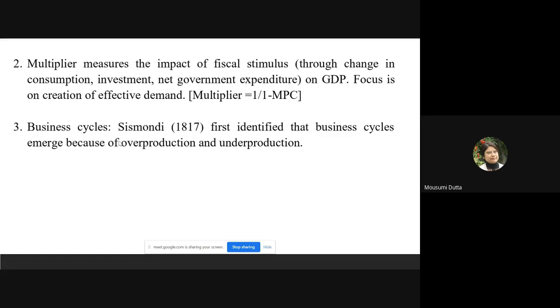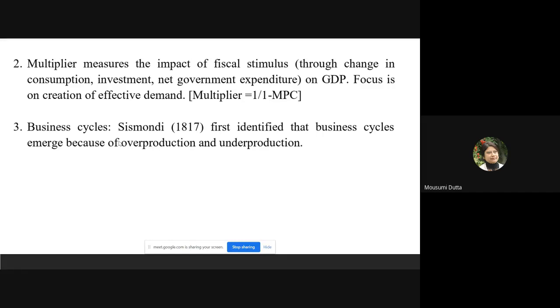The third concept, which you are already a bit familiar with, is cycles, business cycles. When we considered the oscillations, we got this kind of cycles. However, this is the macro context. In the macro context, Sismondi in 1817 first identified that business cycles emerge because of overproduction and underproduction. In this context, I told you we will like to find out the time path of income or production.